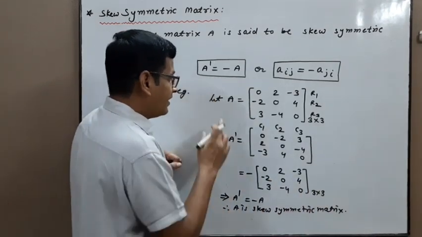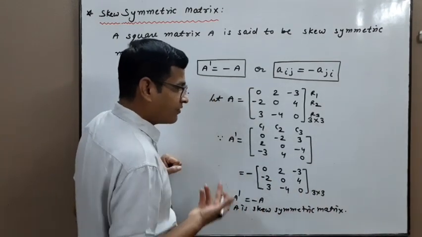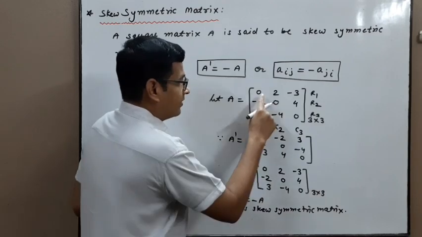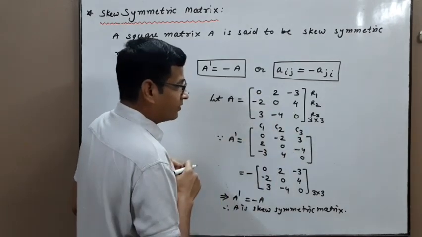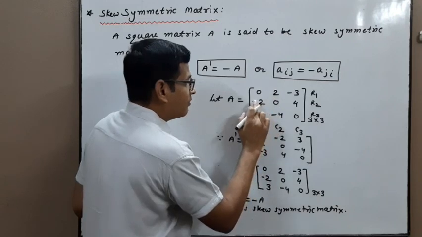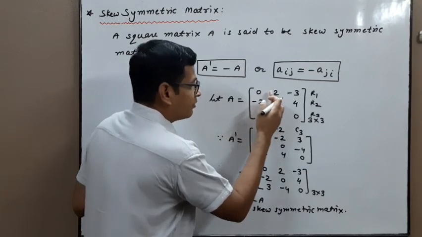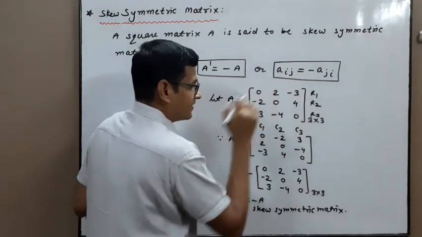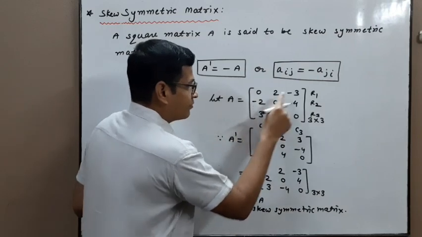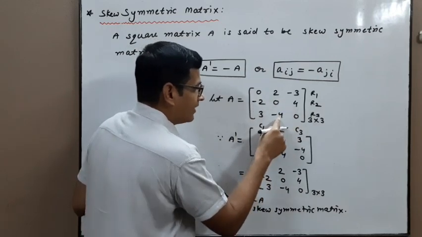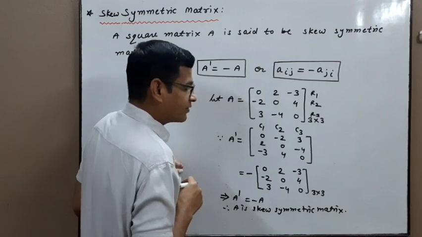We can say A is a skew symmetric matrix by observation also. Diagonal elements are 0, and the element of the ith row and jth column equals the element of the jth row and ith column with a minus sign: 2, minus 2, minus 3, 3, 4, minus 4. So this matrix is a skew symmetric matrix.